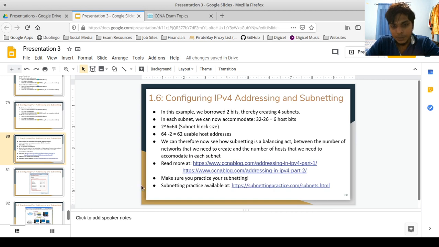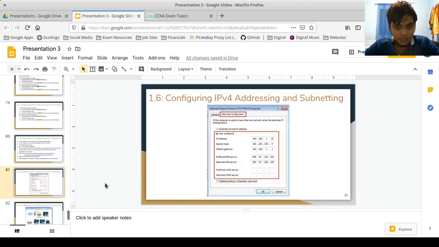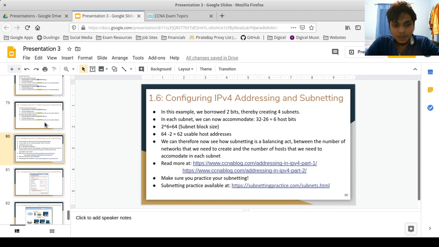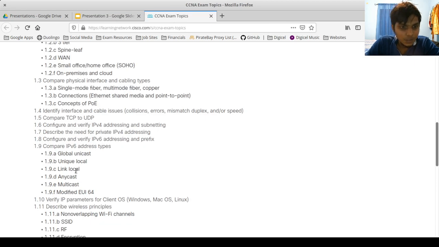So yeah, make sure you get this practice in. And just to wrap up here, I'm going to cover a bit about what they mentioned here. So configuring and verifying IPv4 addressing. So we will be doing this throughout the rest of the course and in the lab. You'll see a lot of configurations in the lab that you need to do.